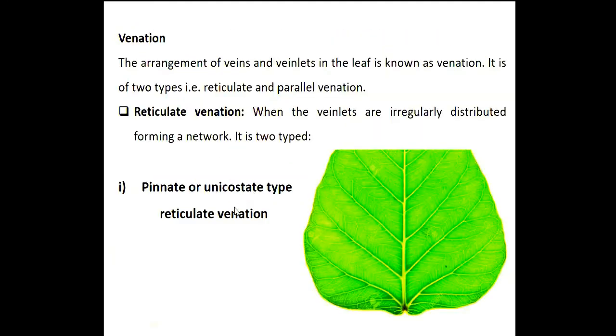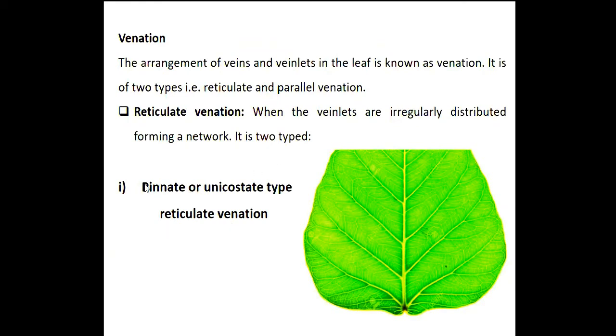So there are two main types. One is reticulate, another is parallel. There are some other subtypes for both reticulate and parallel. What is reticulate? Pinnate type reticulate venation is found here, and palmate type reticulate venation is found here.